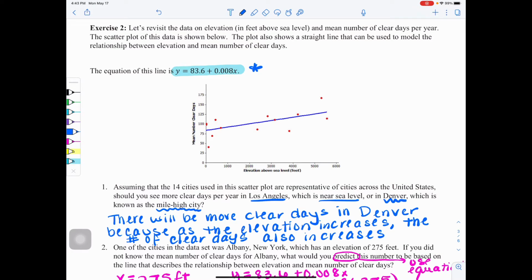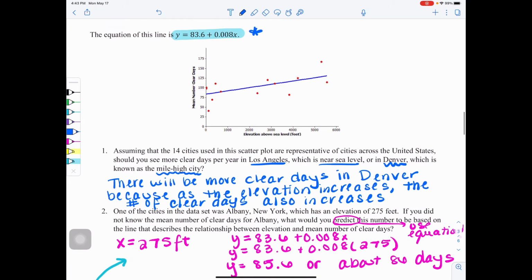Okay, now that you've had a chance to answer questions 1 through 4 under exercise 2, let's go over the answers. So number 1 is really getting at, do you see the general trend? It's a slight trend, but if you do look at that, this is a linear pattern that is increasing. So it says, assuming that the 14 cities used in the scatter plot are representative of cities across the U.S., should you see more clear days per year in Los Angeles, which is near sea level, or in Denver, which is known to be the mile-high city?